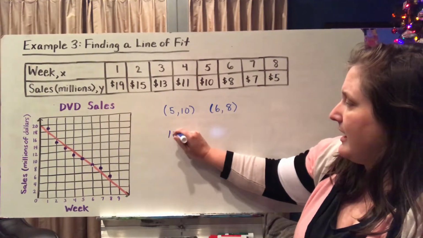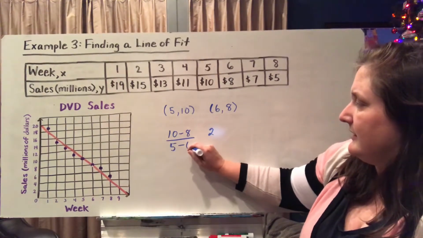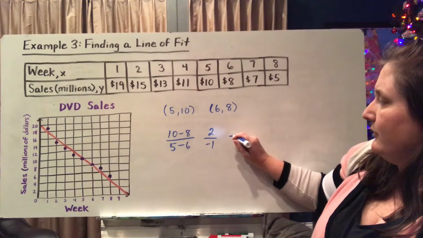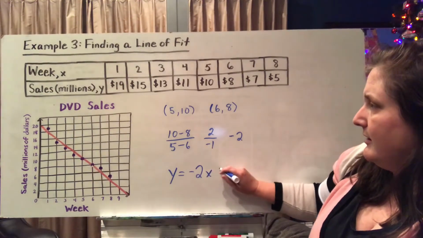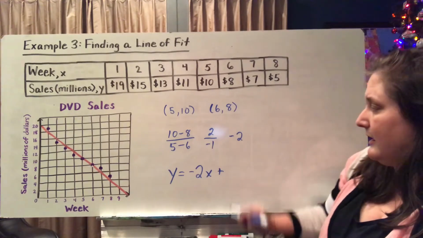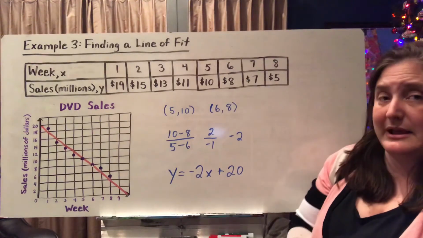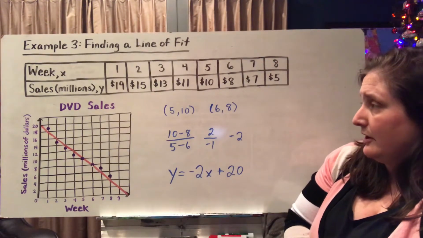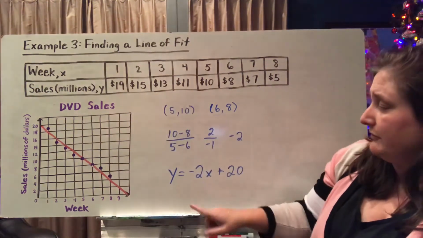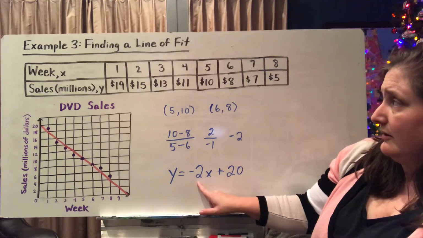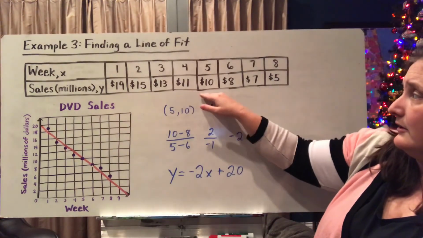So I'm going to subtract my y's, 10 minus 8, and I have a rise of 2. And I'll subtract my x's, 5 minus 6. I have a run of -1. So overall a slope of -2. So y equals -2x plus, and it's crossing the y-axis at about 20. So now I have a line, an equation for my line that I can use for this data. So I notice that in general, my sales are going down roughly about $2 million per week. So I have my -2. So it's going down across the weeks.